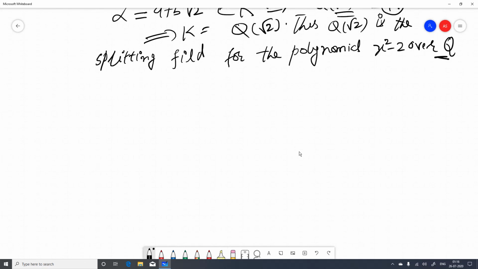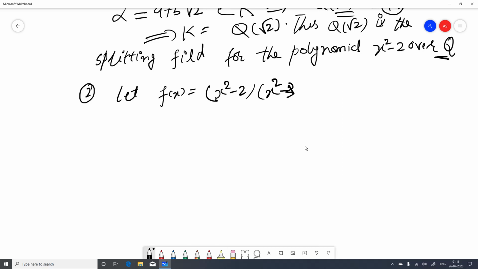Now take the second example. Let f(x) equal x square minus 2 into x square minus 3, and again I am taking the polynomial over the field Q, rational numbers.